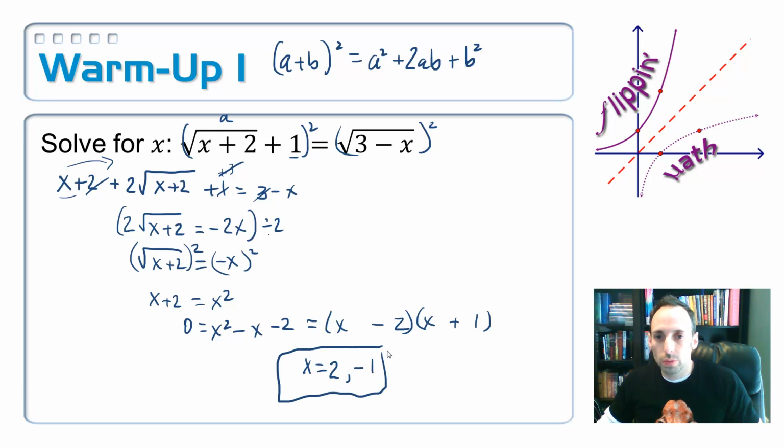It's at this point that you really want to put them back in the original equation and check for extraneous solutions. Because in the process of squaring both sides, I could have taken something negative and turned it positive, which would sometimes screw up these square roots. But both of these happen to work.